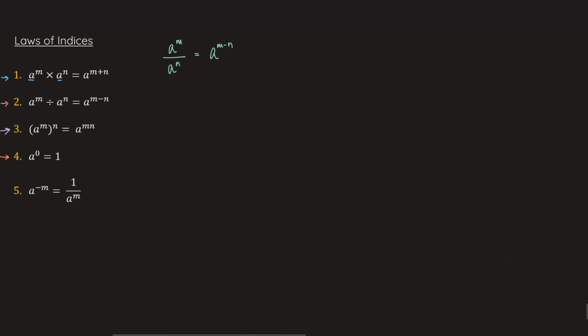And for the final law of indices, which is the fifth law. It says a to the power minus m is 1 over a to the power m. Now, what this means is that when the power is negative, if you switch its position from numerator to the denominator, the power becomes positive. Let's have a few examples to understand this better.